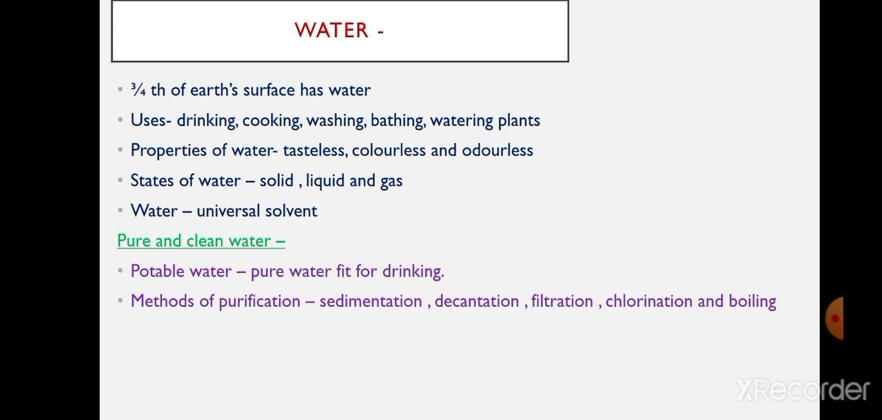Now many substances are soluble in water such as sugar, salt, juice. These all are soluble in water, and water can dissolve many substances in it. So it is known as what? It is known as the universal solvent. Okay, water is known as universal solvent.